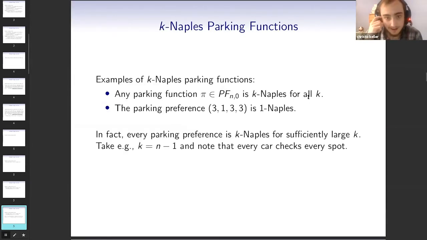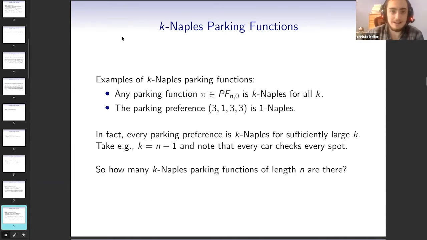And so every parking preference is k-Naples for some k, because if you take k equal to the number of spots minus 1, then every car will be able to check every spot. Of course, once you get to the last spot, there's no spots behind it. So, for instance, the last car will be able to check all the spots. There's n cars and n spots, and they check all the spots, so they'll all be able to park.